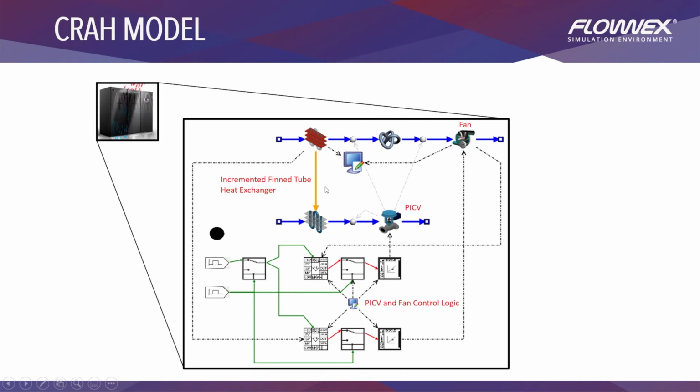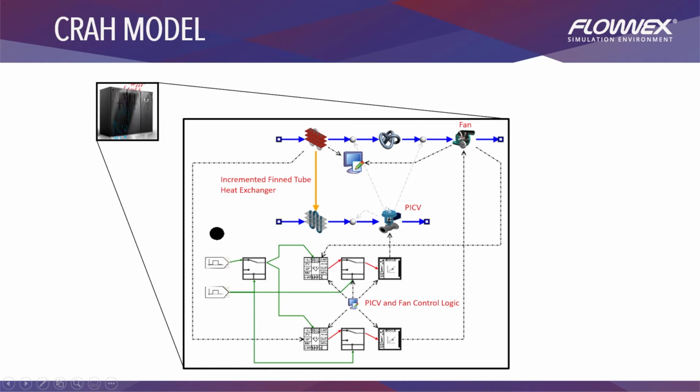Firstly, at the heart of the CRA, we have an incremented fin tube heat exchanger. This is used to characterize the heat transfer performance and pressure drop inside the coil of the CRA itself. Here we capture the changing water temperature as it flows through the tubes and the changing air temperature as it flows over the fins. We then model the fan inside the CRA. Here we use a variable speed component, which allows us to capture the different pressure rise from the fan at different speeds and allows us to connect this to a control system that can change the fan speed to vary the return air temperature into the CRA.